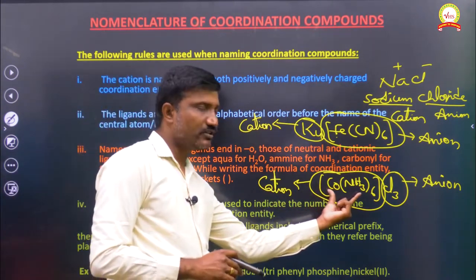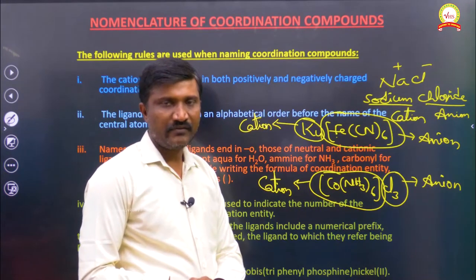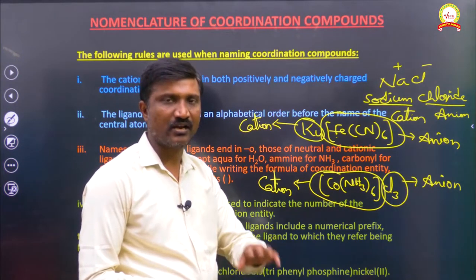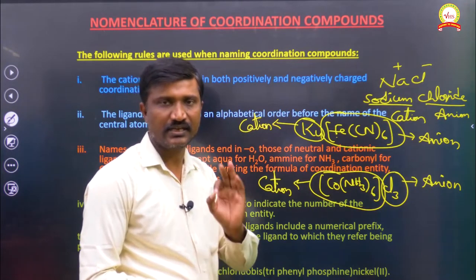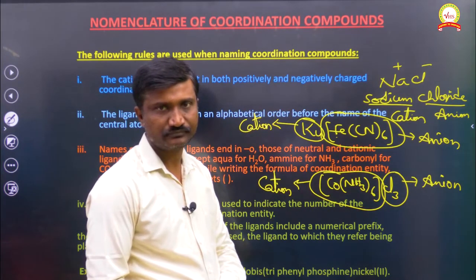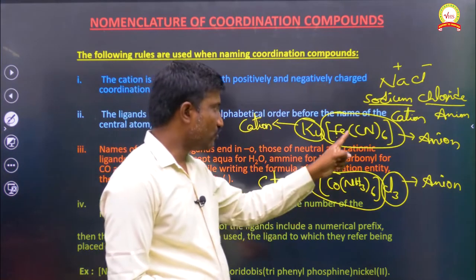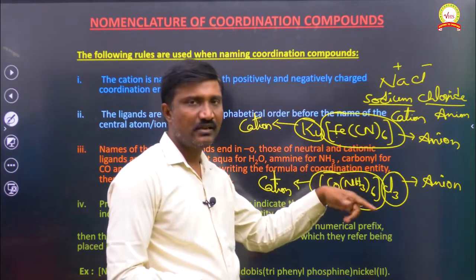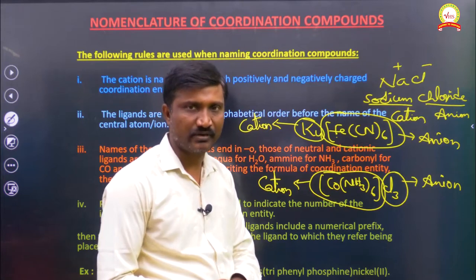So in this compound, first we write the coordination sphere name, after that the counter ion name. When we write the counter ion name, whether it is cation or anion, there is no need to repeat the number. Just the name only we have to write. Clear? Right. Now let us see how we write the coordination sphere. The counter ion we write with its usual general name, without repeating the number.